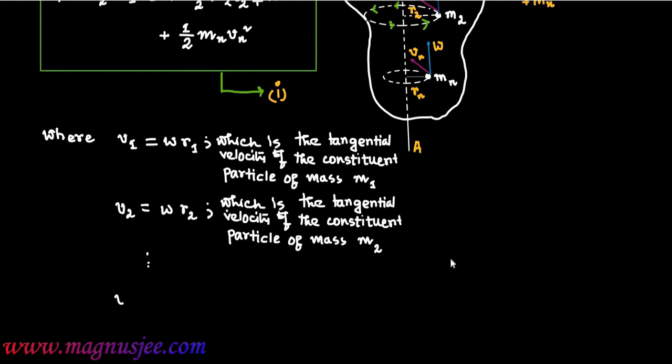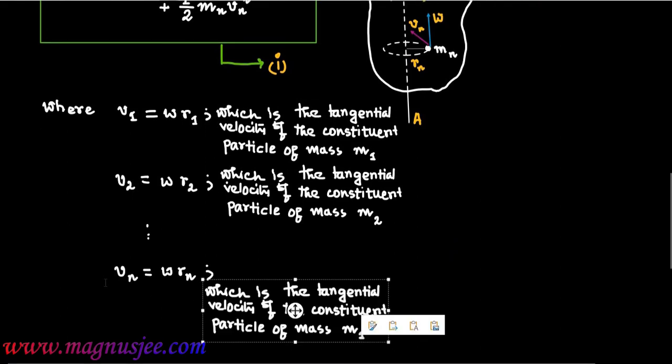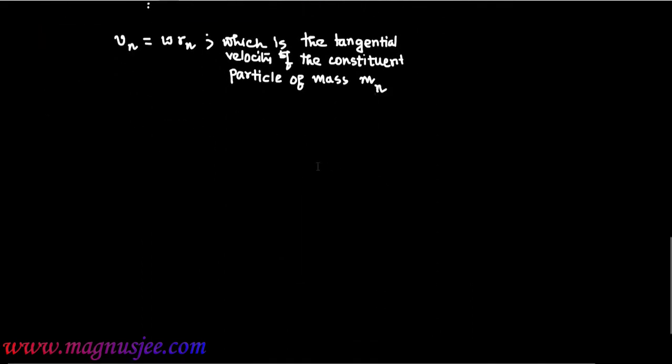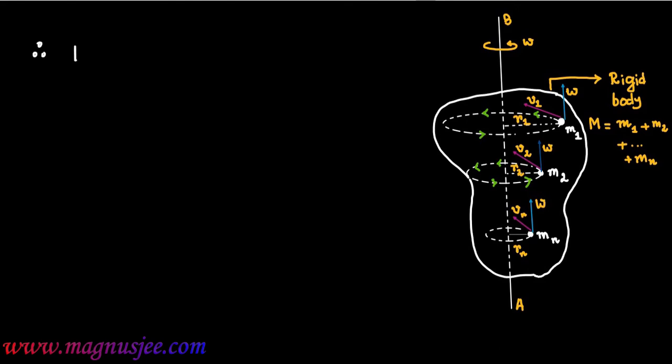v2 equals omega r2, which is the tangential velocity of the constituent particle of mass m2, and vn equals omega rn, which is the tangential velocity of the constituent particle of mass mn. So we get the expression of linear velocities or tangential velocities of the constituent particles.